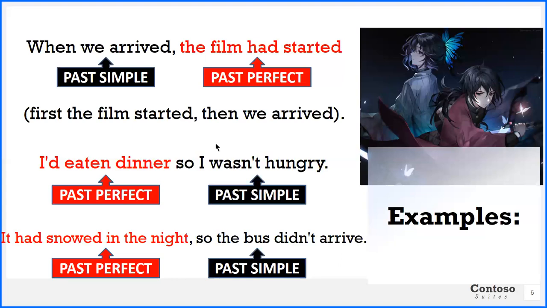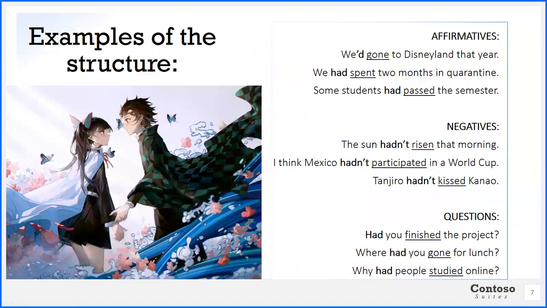Here in this slide that has more examples, these are just sentences without a lot of context. It's just so we see the structure and get to analyze it a little bit more. We can see in bold we have had, and then the verb in past participle, which is underlined. So we have the affirmatives. We're going to read a couple. Some students had passed the semester. We'd gone to Disneyland that year.